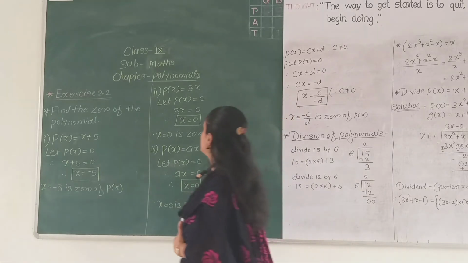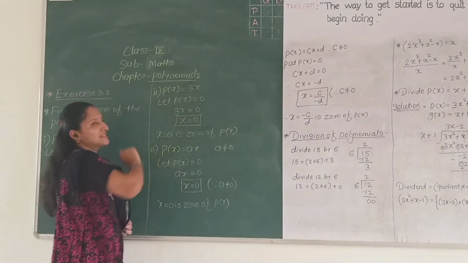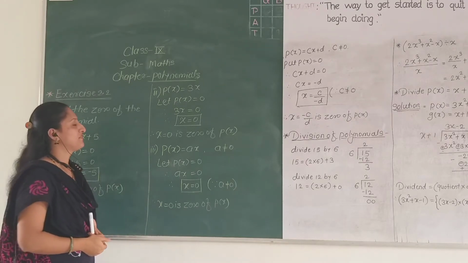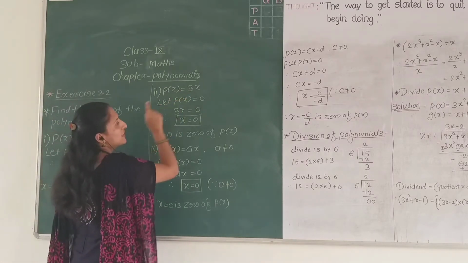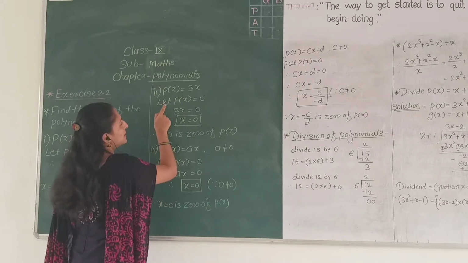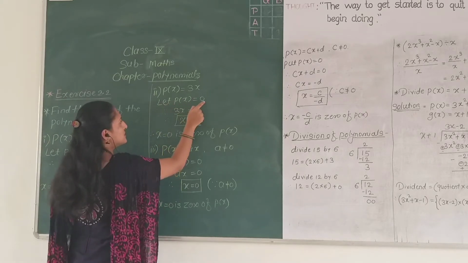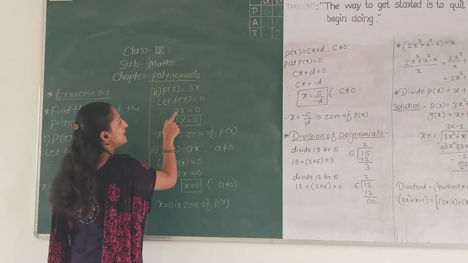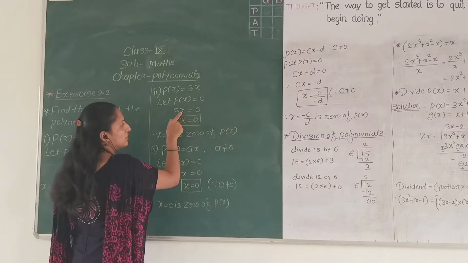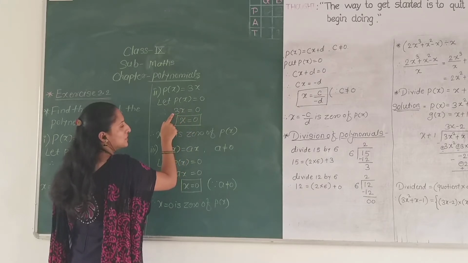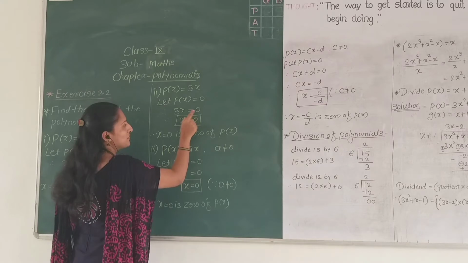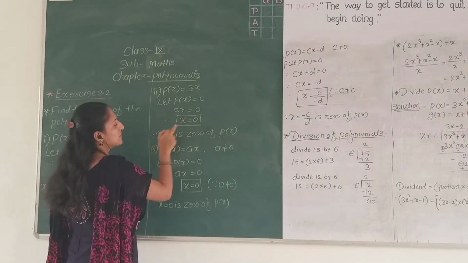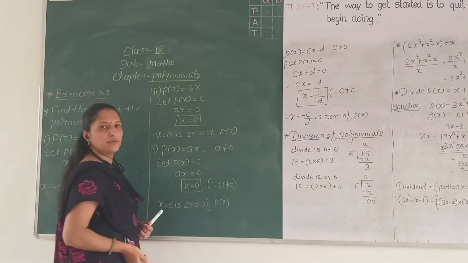Now second example is P of x is equal to 3x. Now this polynomial is only P of x is equal to 3x. So we also find 0 of this polynomial. So I write, let P of x is equal to 0. Okay, P of x is equal to 3x. That means 3x is equal to 0. We want to find the value of x. So we divide by 3. So x is equal to 0. That means x is equal to 0 is the 0 of the polynomial.